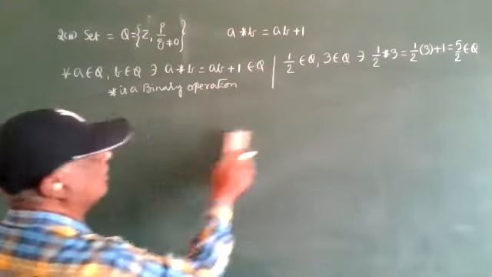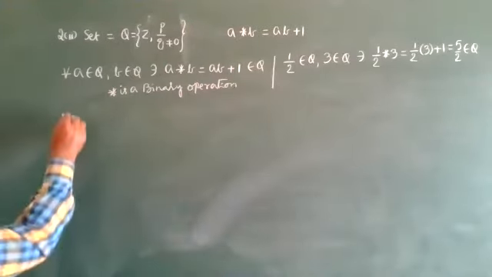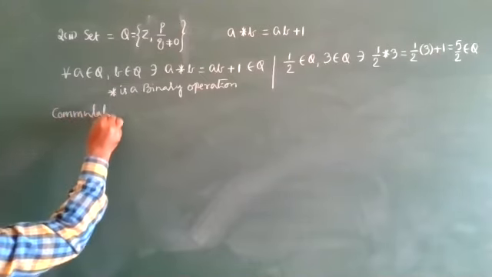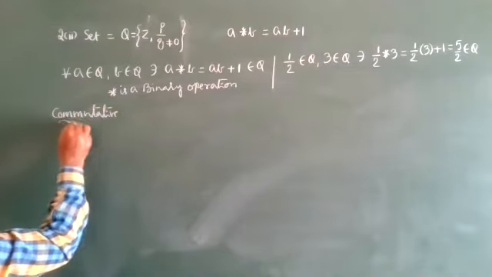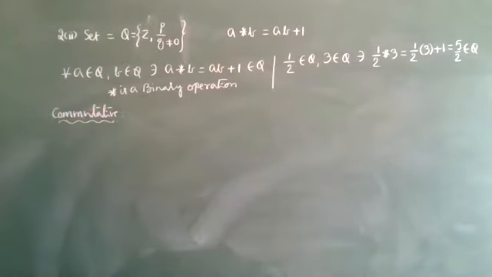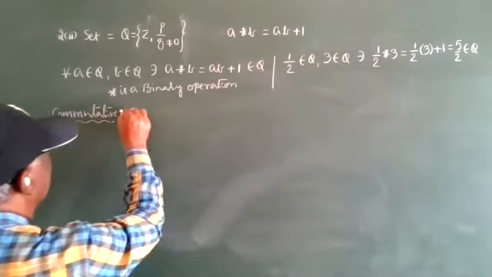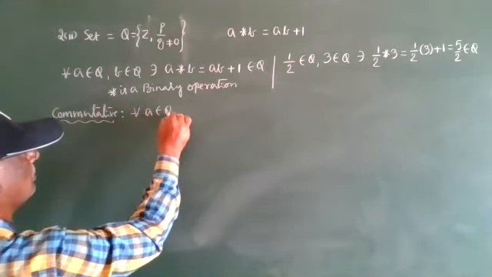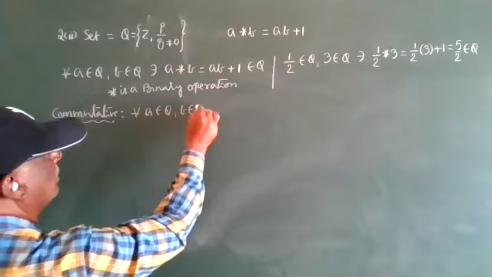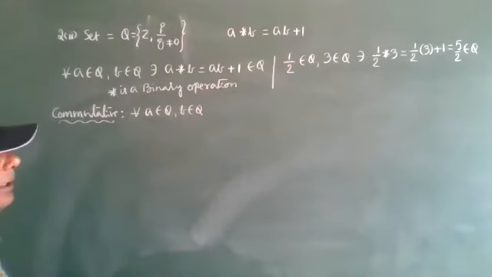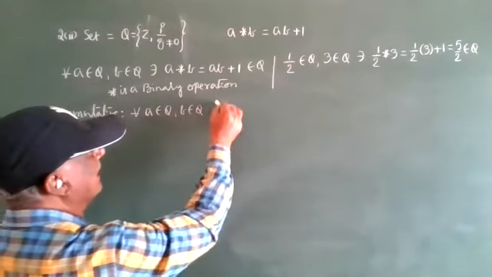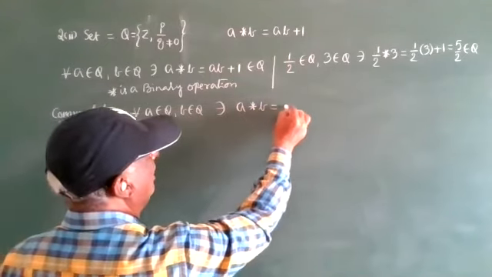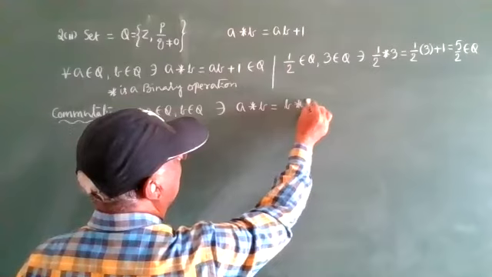Next, commutative. Everyone go through the commutative. What is commutative? For all A belongs to Q, B belongs to Q, such that A star B is equal to B star A.